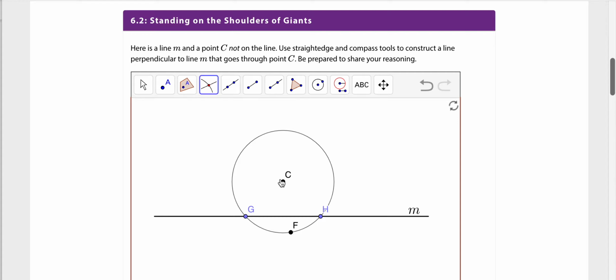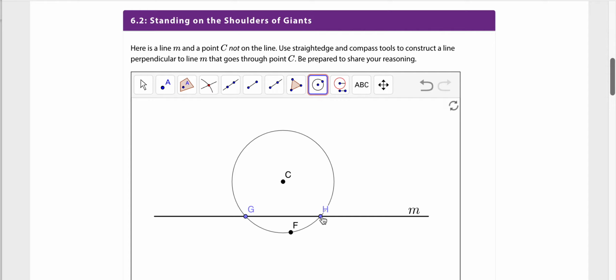Now, because I constructed this circle centered at C, CG and CH are both radii, which means that C is equidistant from both points G and H, meaning it's the same distance away since the radius is constant within the circle. So if I want to construct a perpendicular line through point C, I can actually construct the perpendicular bisector of segment GH, because C will be one of those points equidistant from both G and H along the perpendicular bisector.